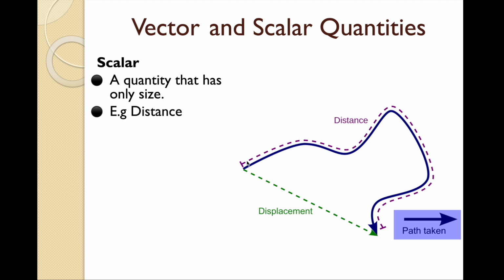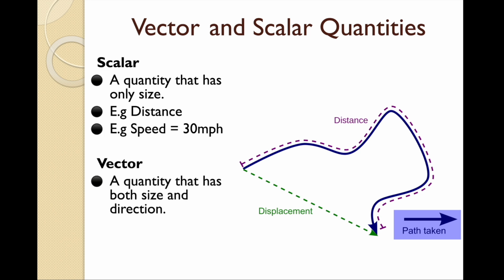As you can see here, this person maybe was walking all this way, went this way, come down here, and went this way. So this covers the distance that they travel. The purple line shows the distance that they travel. Now a vector would say we care about the quantity and we care about the direction. An example of that would be, in this case, displacement.